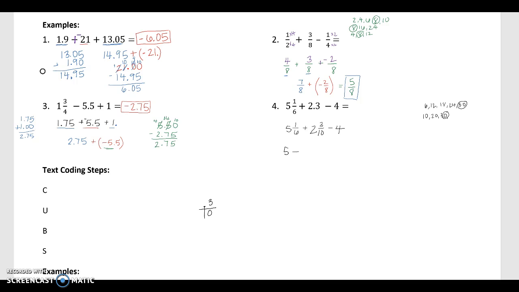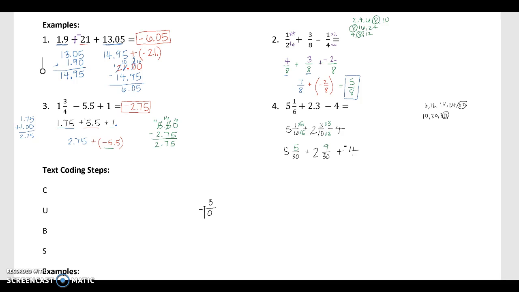So I have 5 and something over 30 plus 2 something over 30 minus 4. I don't like this subtraction here, so I'm going to go ahead and add the opposite. I'm going to do boom, boom. Okay, so 6 times what is 30? Well, 6 times 5 is 30. Have to do the same to the top. So 1 times 5 is 5. And then 10 times 3 is 30. So 3 times 3 is 9.